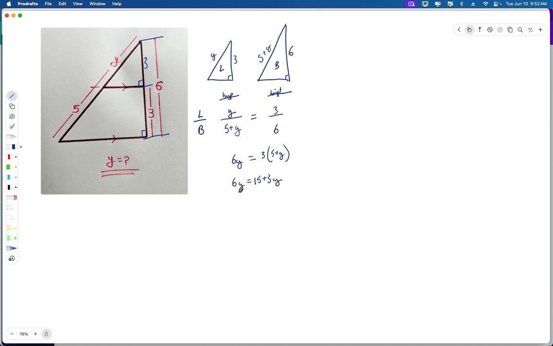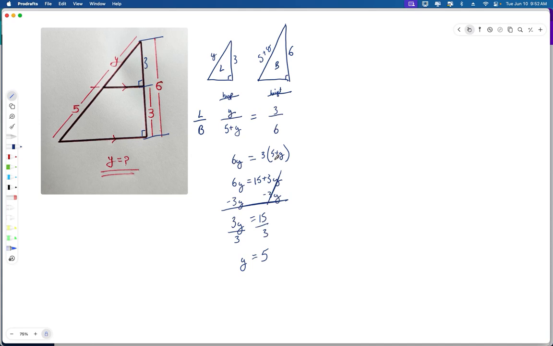Now we want to get all the y's together, so we would subtract this from this side and do the same thing over here so that we could combine everything. This would cancel, this would equal 15, and then we would have 6 minus 3 would be 3y. So 3y is equal to 15. 3 times y is equal to 15, so that means we're going to do the inverse operation and divide both sides by 3 to get y by itself, and that factor would be 5. So y is equal to 5. So we can use the proportion method quite easily to find the value of y.